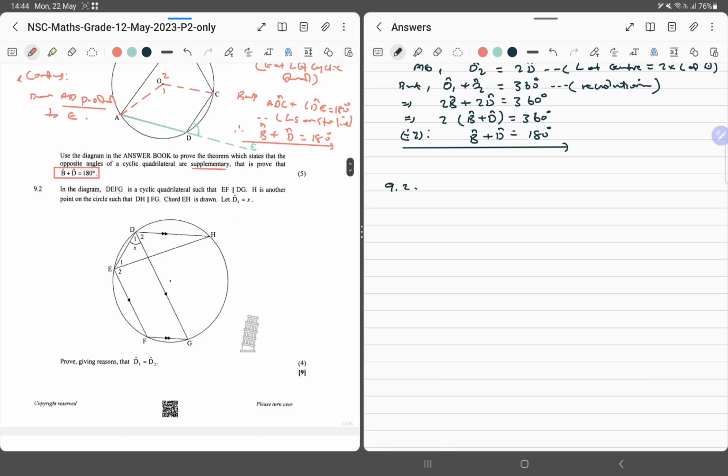Now in the diagram, DEFG is a cyclic quad.